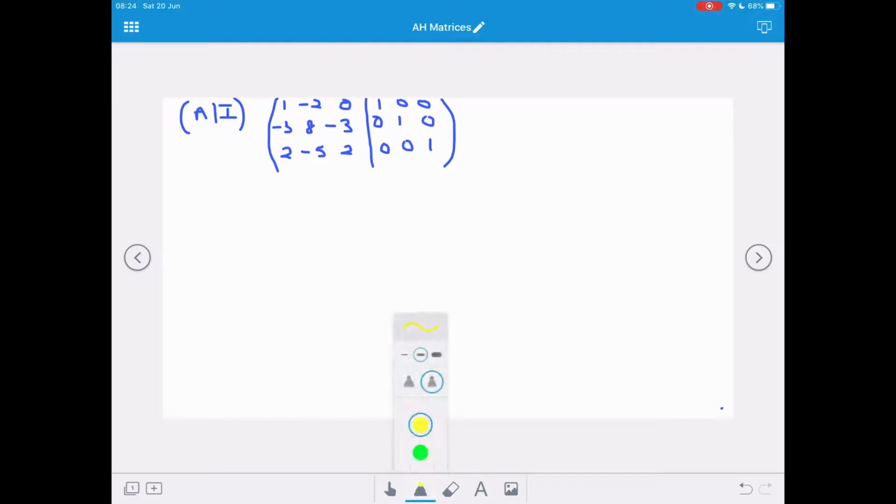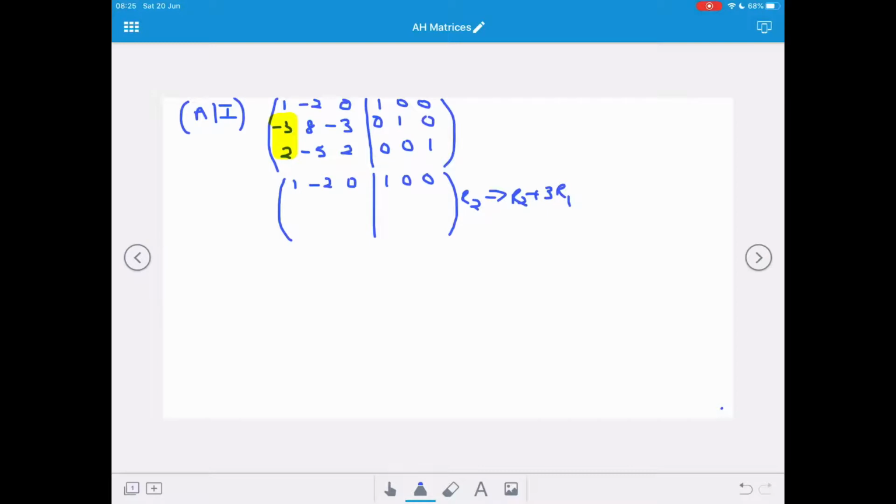Now we need to use our elementary row operations in order to eliminate all of the elements in column 1 apart from A11. And we're going to do this using row 1 to help. So our row 1 is going to stay the same, so we'll rewrite that. Then we want to eliminate the negative 3 in A21, so we're going to take row 2 and add on 3 times row 1, and that's going to give us 0, 2, negative 3, and 3, 1, 0 on the right hand side.